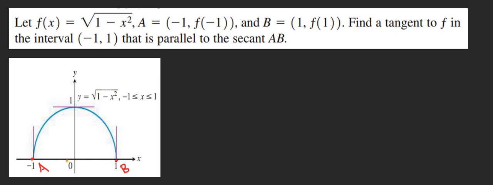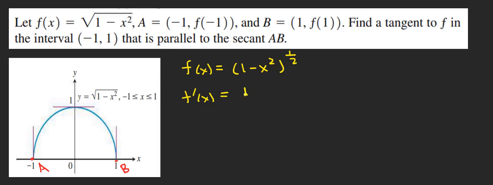So what is the slope of this line connecting point A and point B? The slope is 0. So basically we need to find where between -1 and 1, the line that is tangent to this curve will have a slope of 0. In order to do that, we need to find the derivative of f of x. So let's rewrite f of x as quantity 1 minus x squared to the 1/2. And what's the derivative of that?